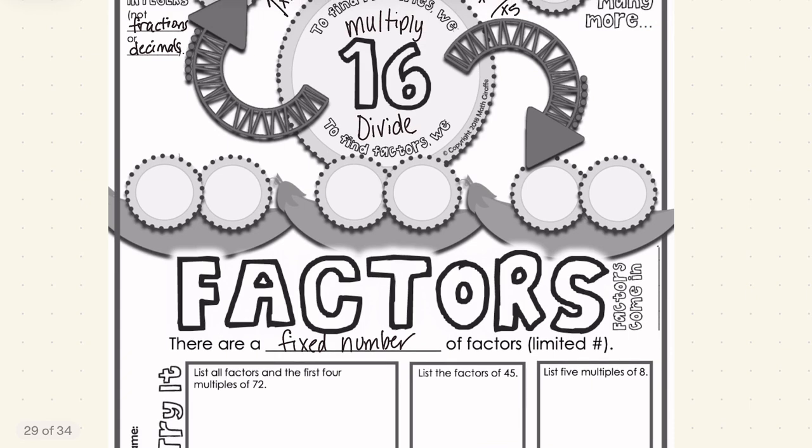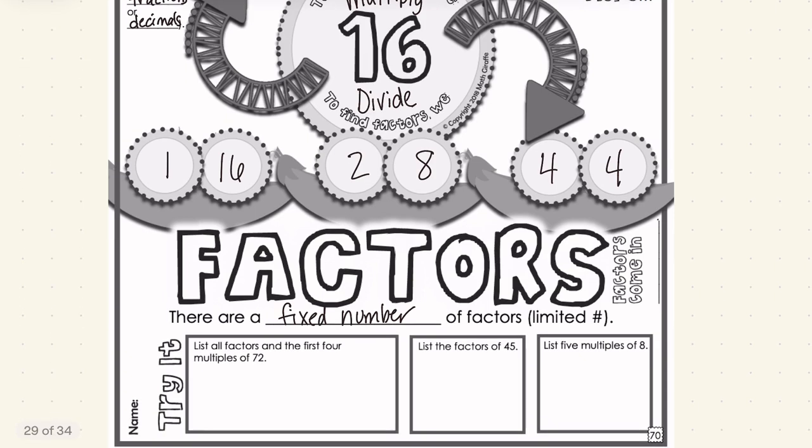So when we are dividing, we could say, what times what equals whatever the number is. In this case, it's 16. So what times what equals 16? Well, 1 times 16 equals 16. 2 times 8 equals 16. And 4 times 4 equals 16. Those are our factors: 1, 16, 2, 8, 4, and 4.